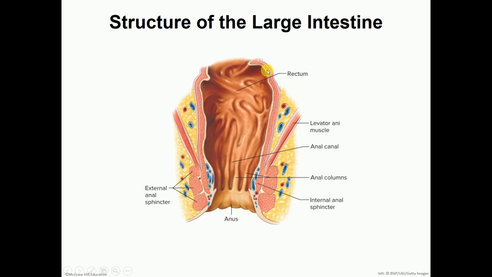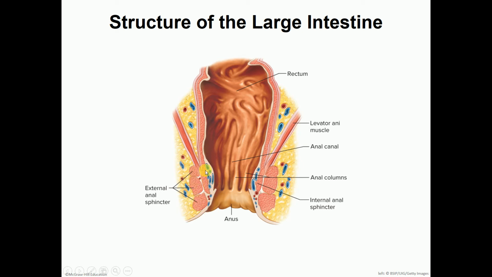You can see here the structure of the rectum. You can see how there are the different folds again so that it allows for extension with the accumulation of feces. And you can see the sphincters. There is an internal anal sphincter and an external anal sphincter.